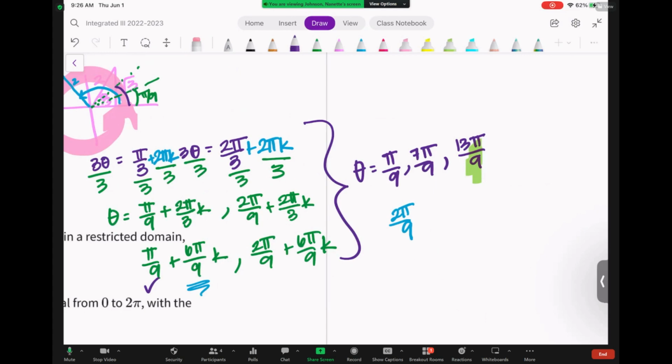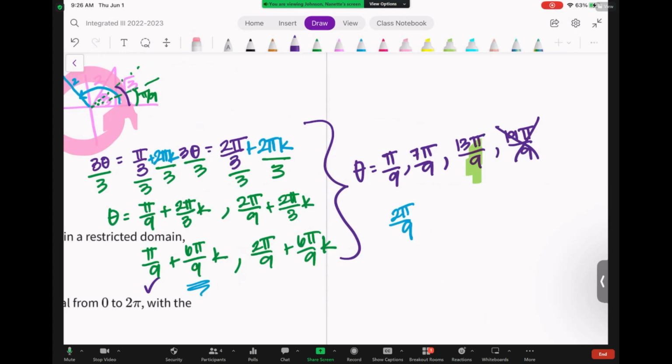And then I'm going to add another 6 pi over 9 to it. That would be 19 pi over 9. And you're like, wait a second, Ms. Johnson, that's bigger than 2 pi. Good. So then I'm going to cross him out because he's not in that first circle. Does that make sense?